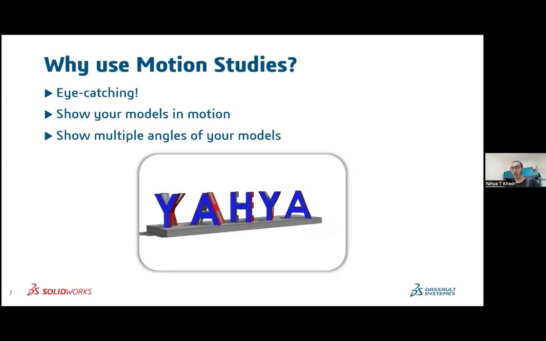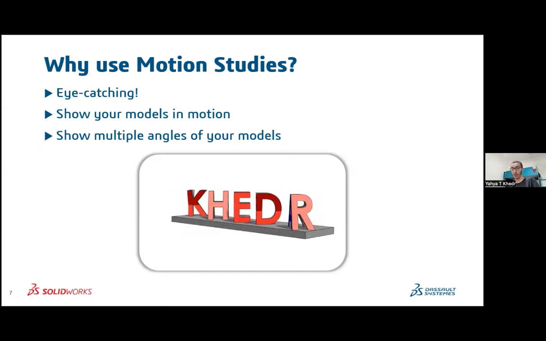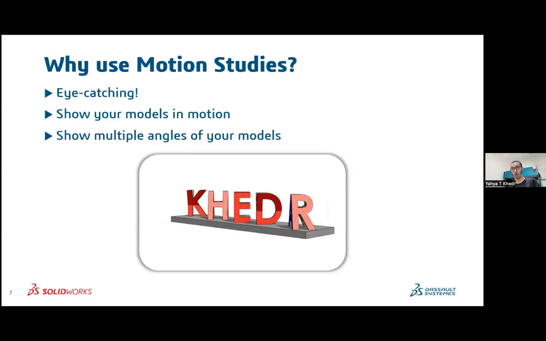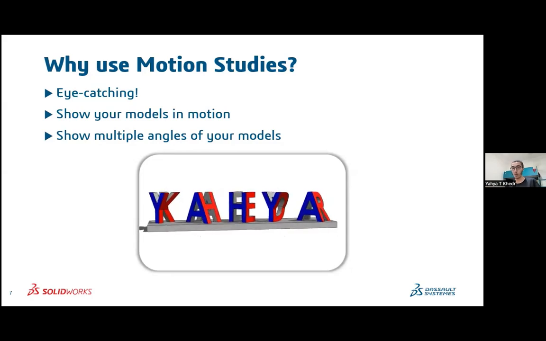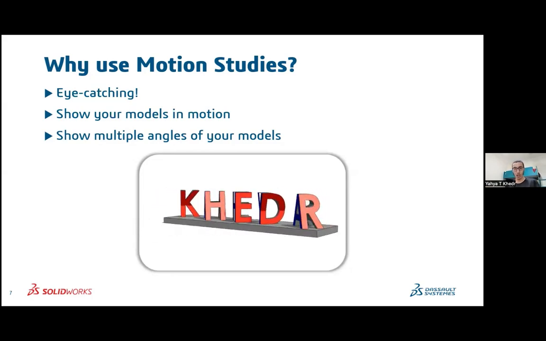Like for this example, from one side it says Yahya, and from the other side it says Kedr. Okay, so looking at something from different angles, zooming in, stuff like that, that's all things that you can do with motion. A still image will never give you the ability to do something like that. Okay, so these are the main reasons, but that's not all.